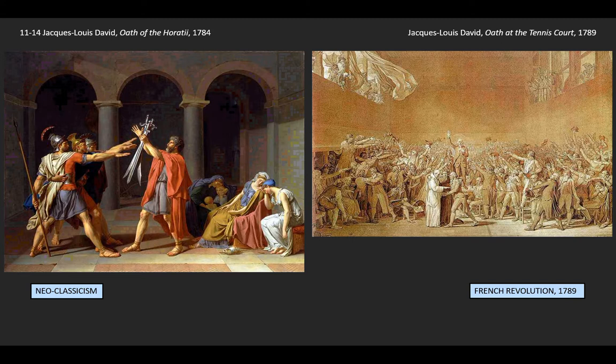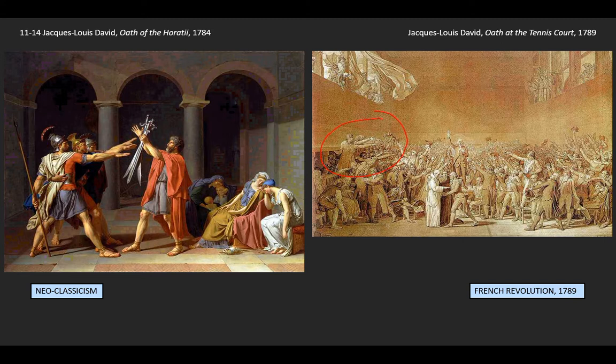Ancient Rome providing an example for swearing in oaths to fight for a higher cause, picked up by the revolutionaries. So when David is asked to commemorate the revolution, the swearing of the oath to the revolution, he borrows from the oath of the Horatii, as the Frenchmen swear to fight unto the death for a higher cause.